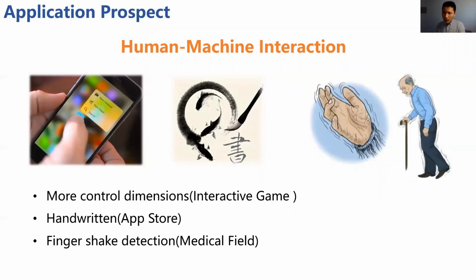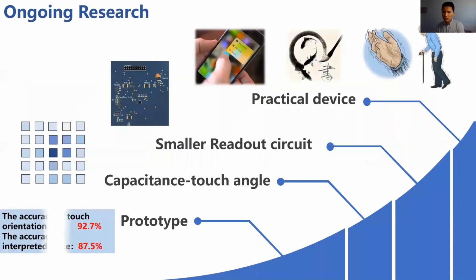Our work can be applied in many fields, such as interactive games and writing applications, and can also be applied in the medical field, such as the detection of Parkinson's disease. The studies found that 70% of Parkinson's patients' first symptom is resting tremor, which can be detected through the condition of finger shake to complete early detection or clinical diagnosis. This has a very broad application prospect.